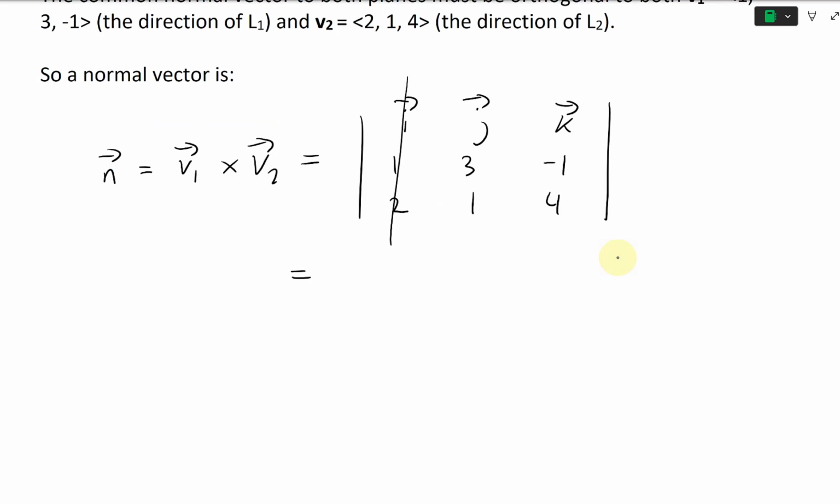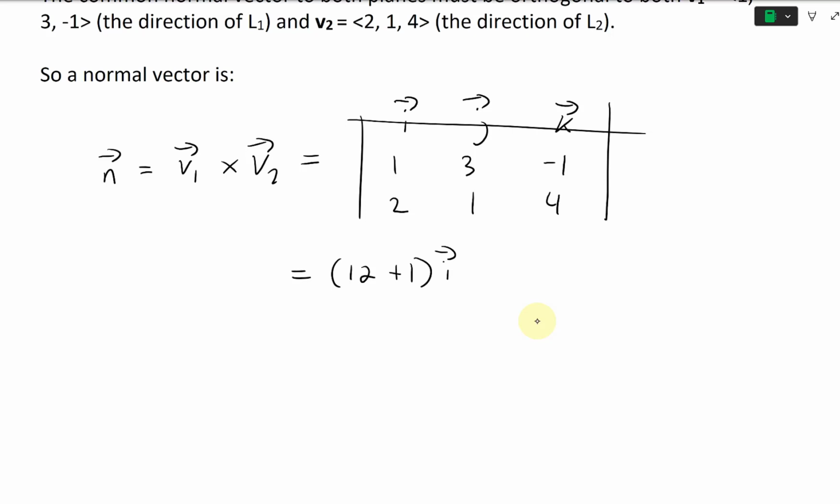This equals 2, cross this out. We get 3 times 4 is 12, minus negative 1 times 1 is negative 1, so we have a plus 1. This is a negative there. Negatives become positive, and then the next one is, as always, so erase this one.